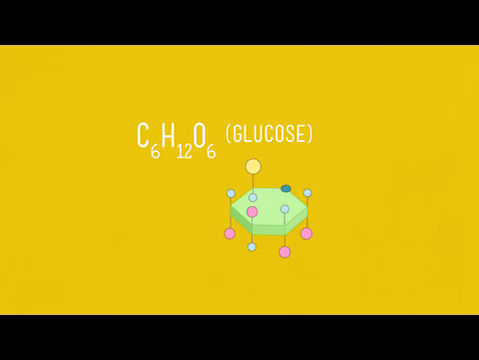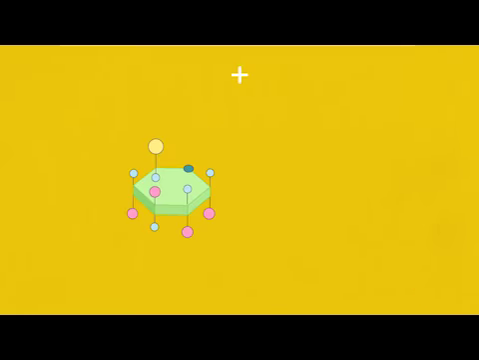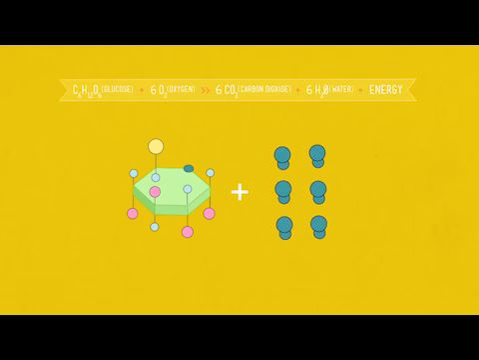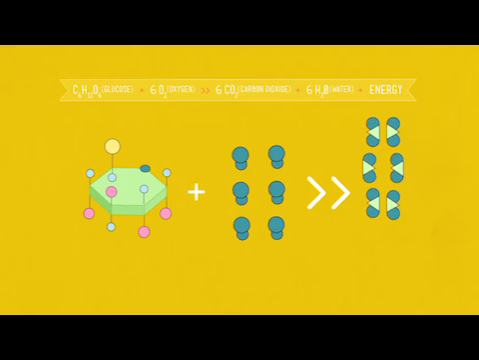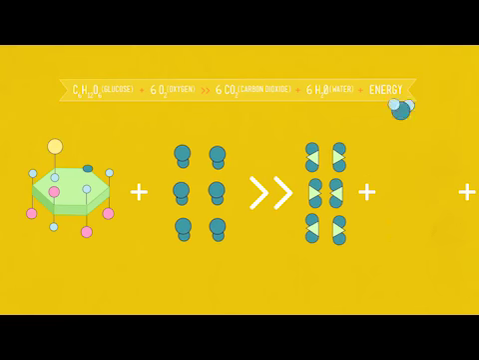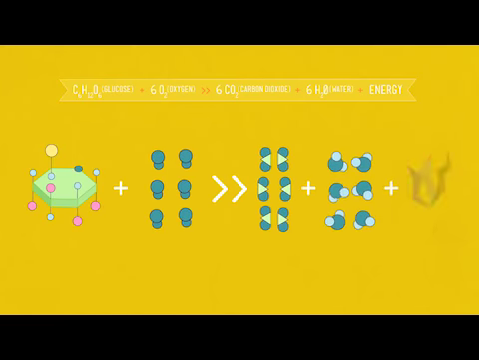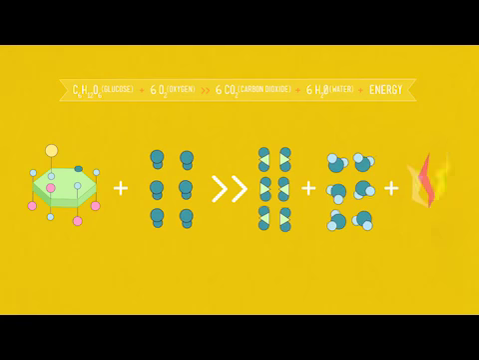In order to turn this glucose into energy, we're going to need to add some oxygen, 6 molecules of it to be exact. Through cellular respiration, we're going to turn that glucose and oxygen into 6 molecules of CO2, 6 molecules of water, and some energy that we can use for doing all of our push-ups.